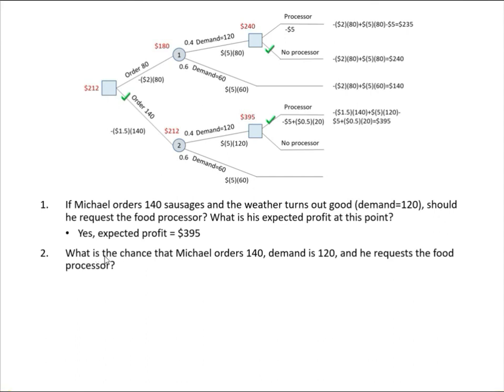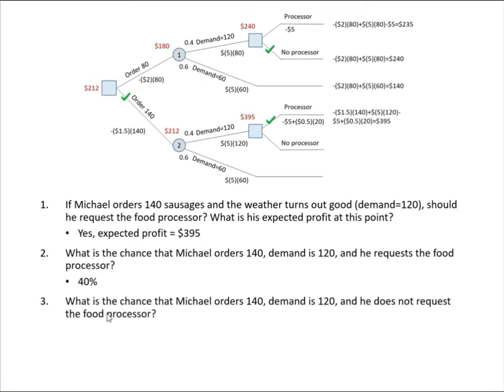Next question. What is the chance that Michael orders 140, demand is 120, and he requests the food processor? First of all, would he ever order 140? Yes, it turns out that he should always order 140. And then demand is 120. What's the chance of having demand 120? It's 40%. So under the best decision, he has 100% chance to order 140, then 40% chance demand is 120, and then 100% chance of calling the food processor because that's the best decision. So 100% times 40% times 100% is still 40%.